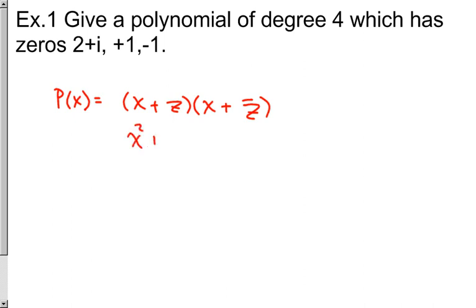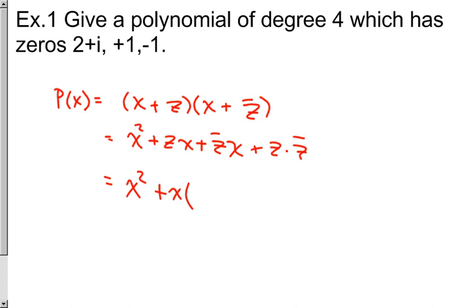I get x squared plus, I think it was minus. I'm not sure. Just do either one. Alright, zx plus z bar x plus z times z bar, right? What will this give us? At least the x squared coefficient will be real, 1. If I factor out the x, I get, it was minus.